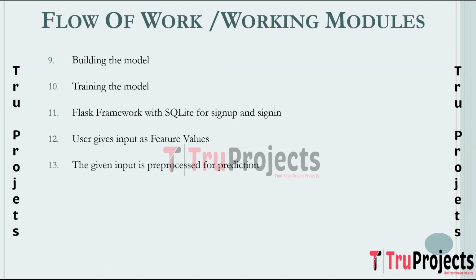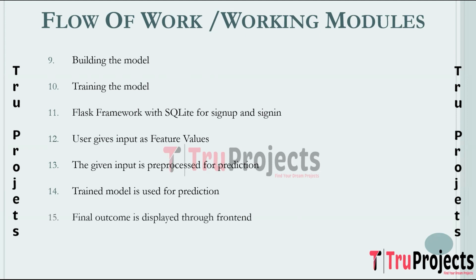The next step is the given input is pre-processed for prediction. Here, the input provided by the user is pre-processed to ensure it is in the correct format and compatible with the model's requirements for the prediction. Coming to the next step, which is the trained model is used for prediction. The pre-processed input is fed into the trained machine learning model, which then predicts the corresponding driving style based on input features. The last step is the final outcome is displayed through the frontend. The predicted driving style is displayed to the user through the web interface, providing feedback on their driving behavior.